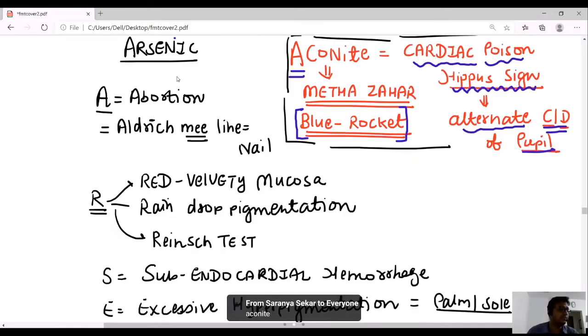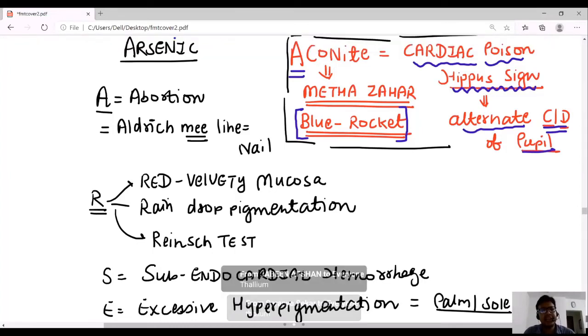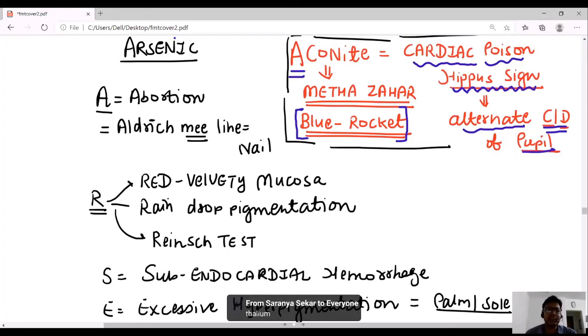Aconite is also known as blue rocket. It's a cardiac poison. Which is an ideal homicidal poison? Homicidal, if you want to kill someone. Thallium is the ideal homicidal poison. Arsenic is most commonly used. Now we'll discuss arsenic.